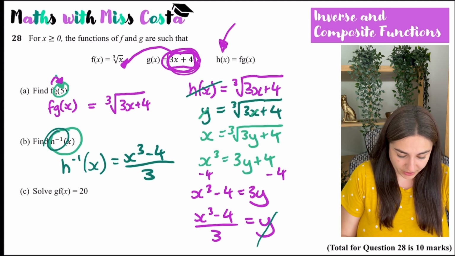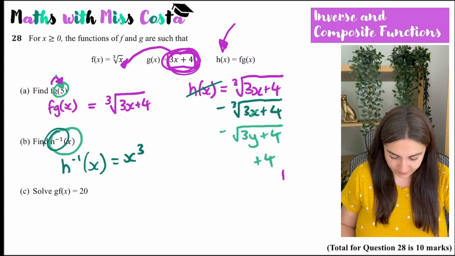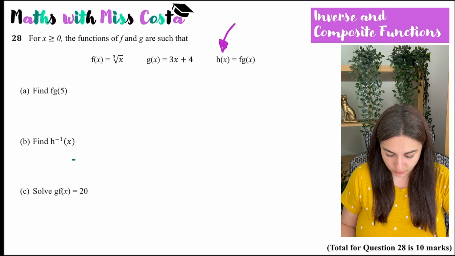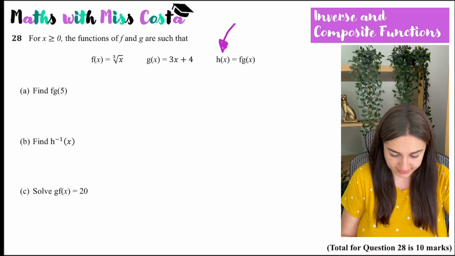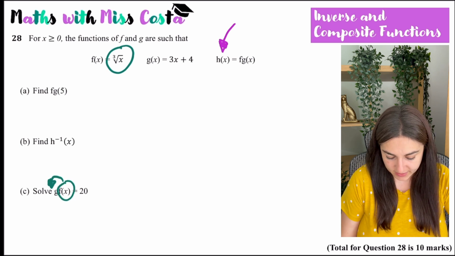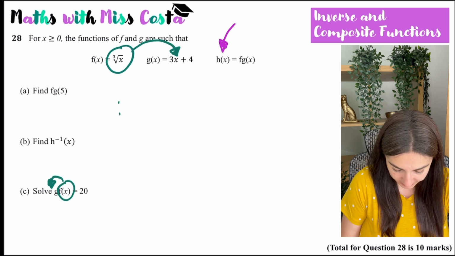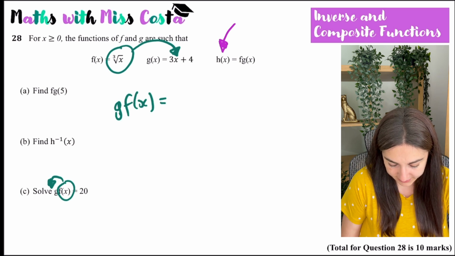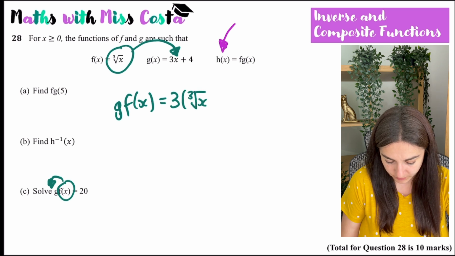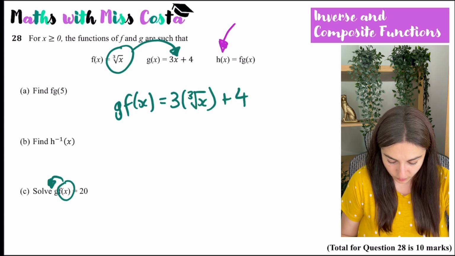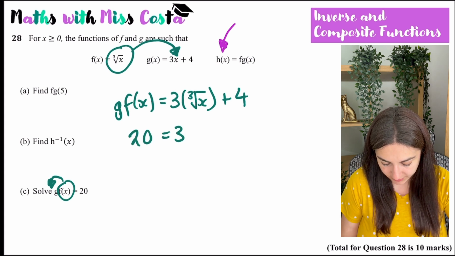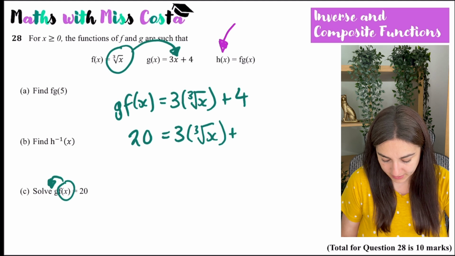Right, okay, so g of f of x, solve. For this kind of question, first of all, we need to figure out what g of f of x is. So f of x is this, and we're putting that into g. Wherever we see an x, we put this. So g of f of x equals 3 lots of the cubed root of x plus 4. And I know that this equals 20, so 20 equals 3 lots of the cubed root of x plus 4.